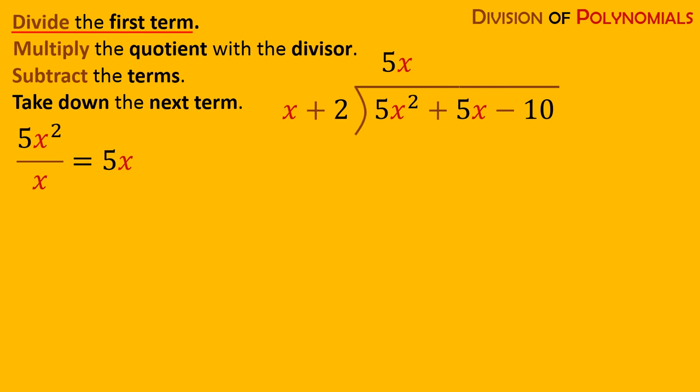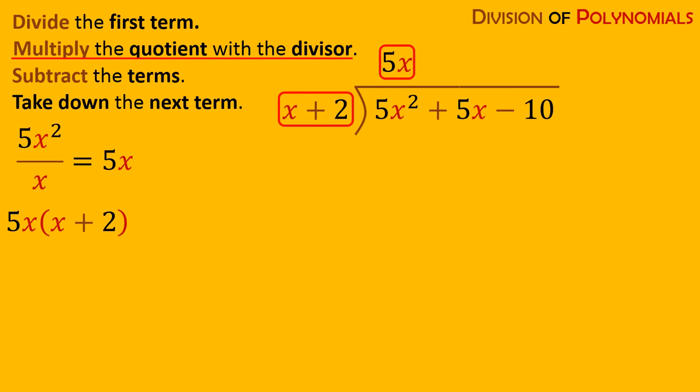The next step is multiply the quotient with the divisor. So now we are going to multiply this 5x with the complete divisor, which is x plus 2. Here I want to highlight this. You need to multiply 5x with both the terms of the divisor, x plus 2, not only x. Okay. Now moving forward and multiplying 5x with x plus 2.